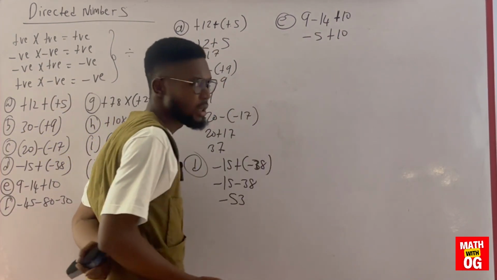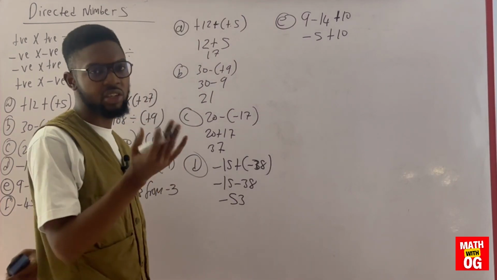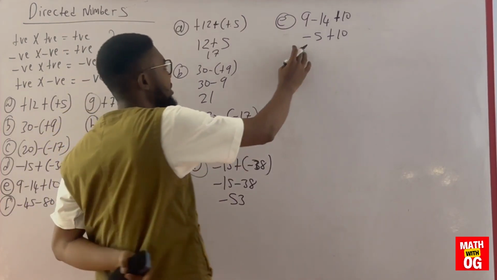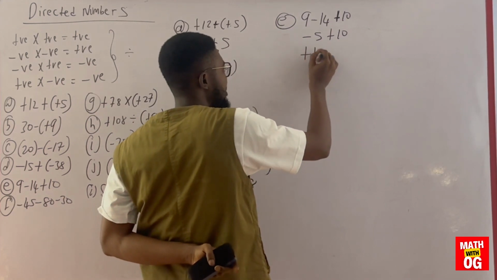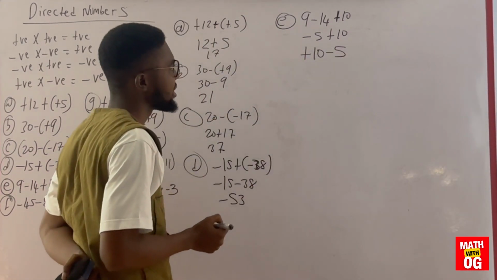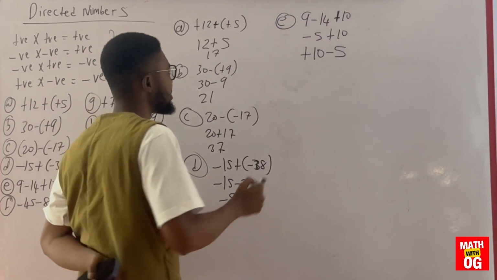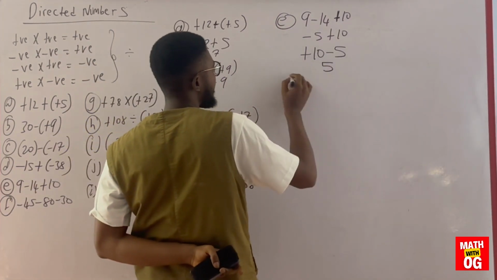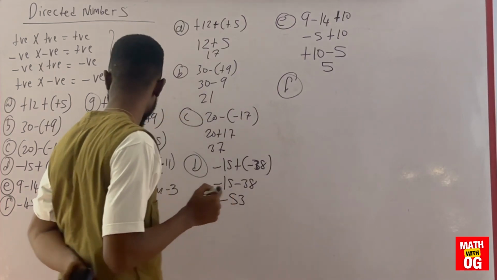Minus 5 plus 10. I remember I told you that you can easily exchange the numbers. That means minus 5 plus 10, I can bring my plus 10 to come first and bring my minus 5 to come next. So minus 5 plus 10 is simply 10 minus 5. So what is 10 minus 5? The answer is 5.